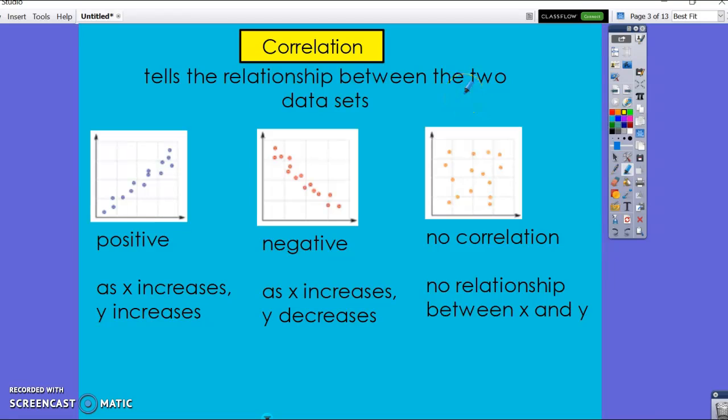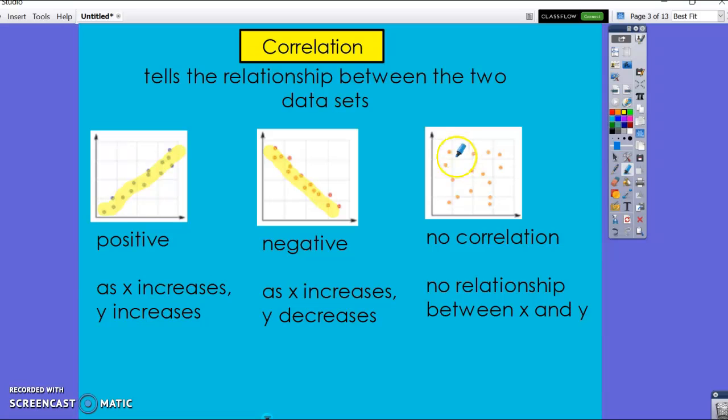We have this thing called the correlation that tells us about the relationship between two data sets. A correlation can be positive, negative, or no correlation. So if it's positive, that means that as x is increasing, y is also increasing. And overall, our graph is going up or in a positive direction. Negative is as x increases, y is decreasing. So overall, we have this decreasing or negative direction.